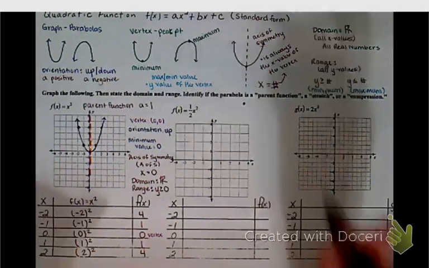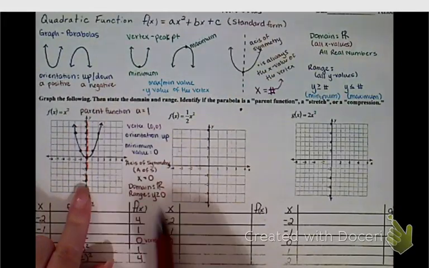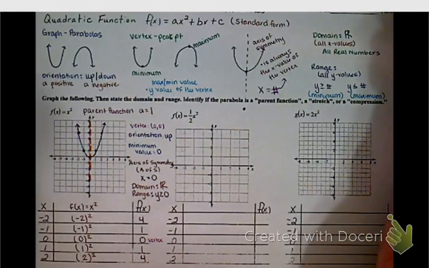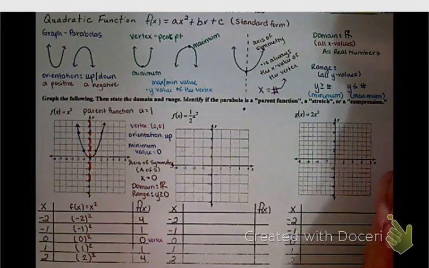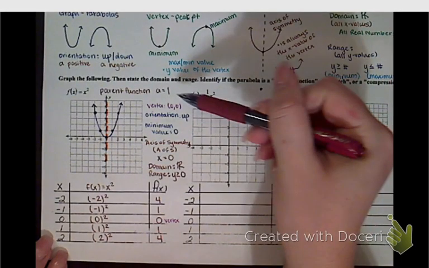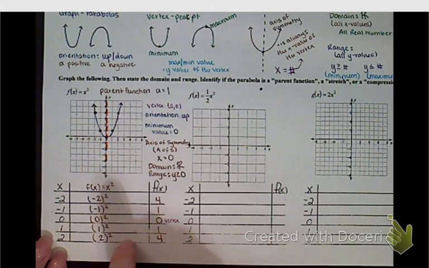Okay, so I start at my vertex. Everything is greater. So y is greater than or equal to. And it's going to be your minimum value in this case. Sometimes it'll be your maximum value if everything gets smaller. Okay, so you need to be able to identify all of these features. You need to be able to fill in a table of values and then obviously do a graph.